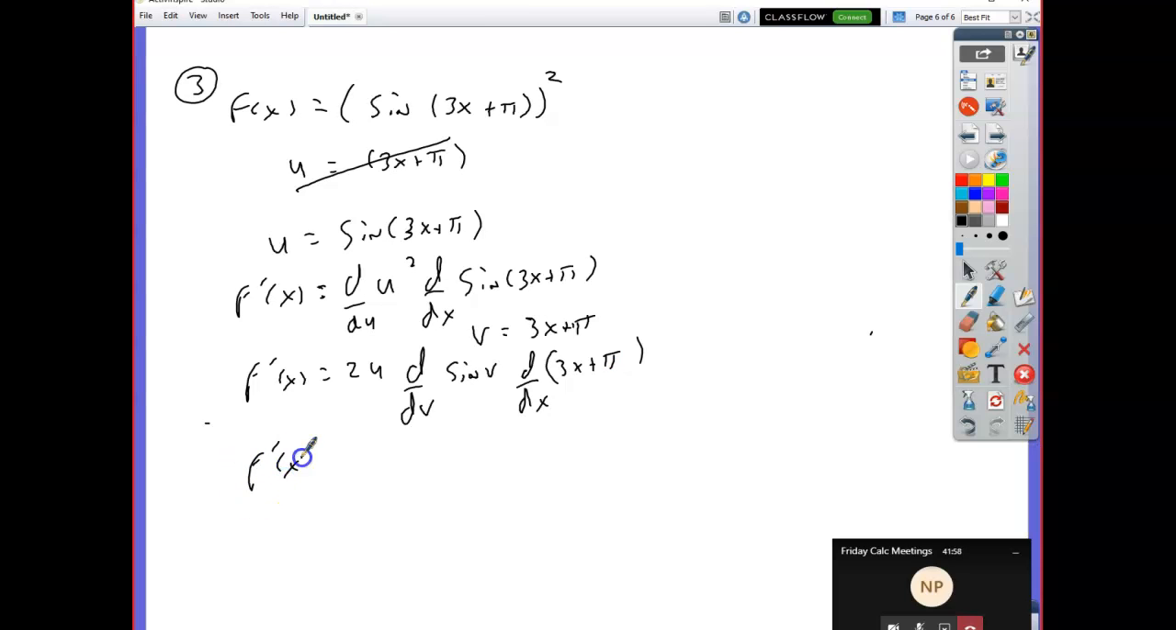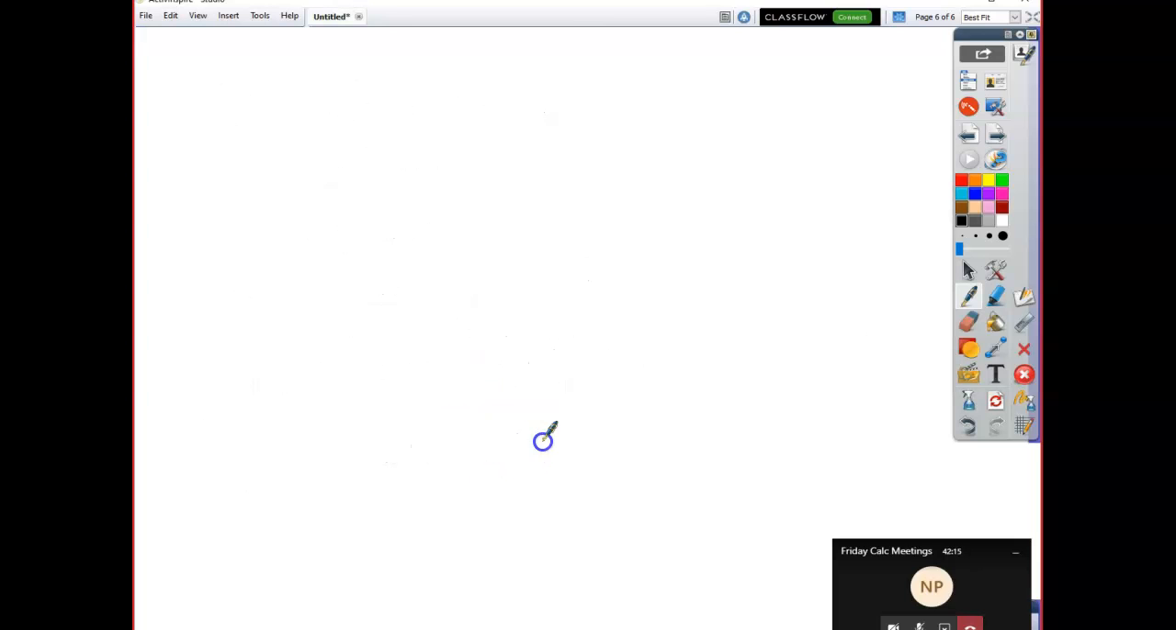F prime of x is equal to 2. What's u? Oh, it's the whole thing. 3x plus pi, right? This thing right here. Times the derivative of this, which would be cosine v, correct?